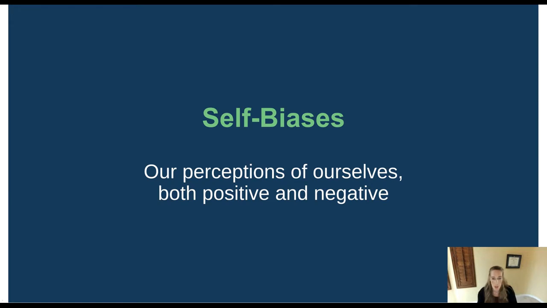An important aspect of implicit bias are the self-biases that we have. Those are our perceptions of ourselves, both positive and negative. Self-biases can prevent you from seeking feedback. They can make you content with how things are, even if the self-bias is negative, and it can also cause externalization of problems, meaning that we're blaming others or situations for current events.